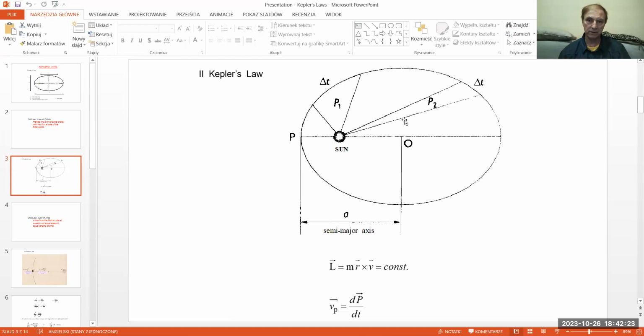The two radii sweep out a certain area, which is marked here with P2, within the time delta t. Okay, this area between the two lines, the two radii, and this arc. All this inside is the area which is swept out by the radius of this ellipse.